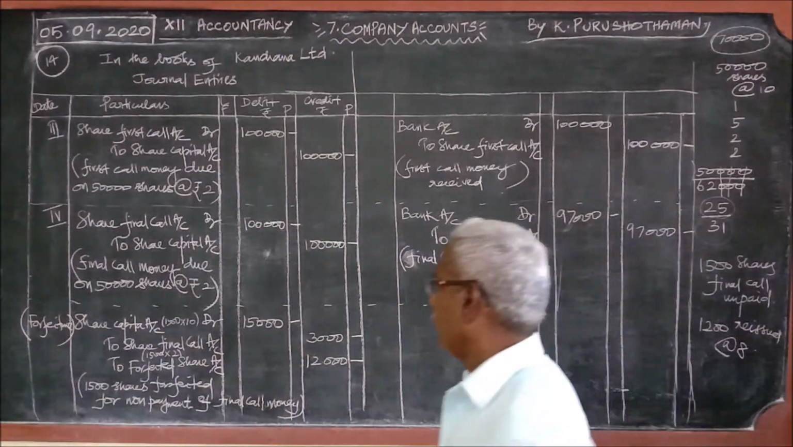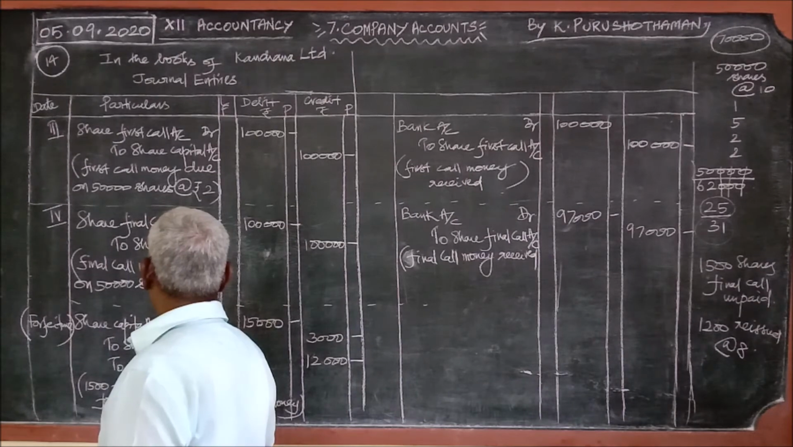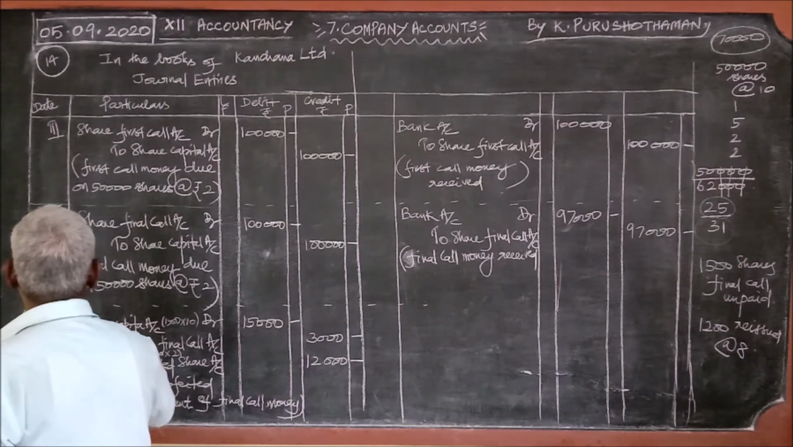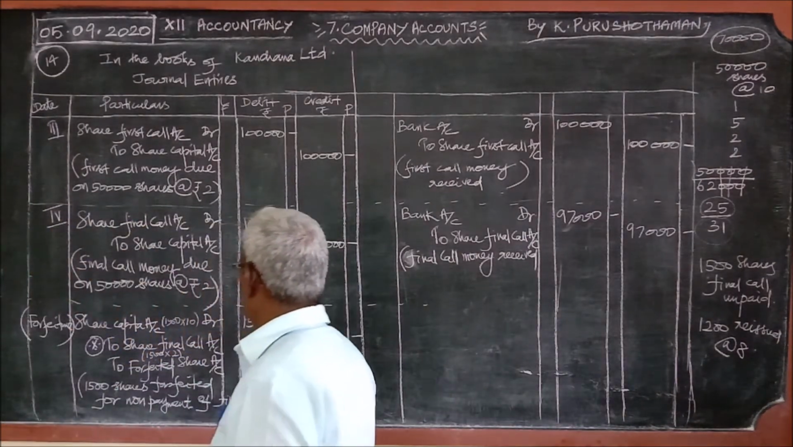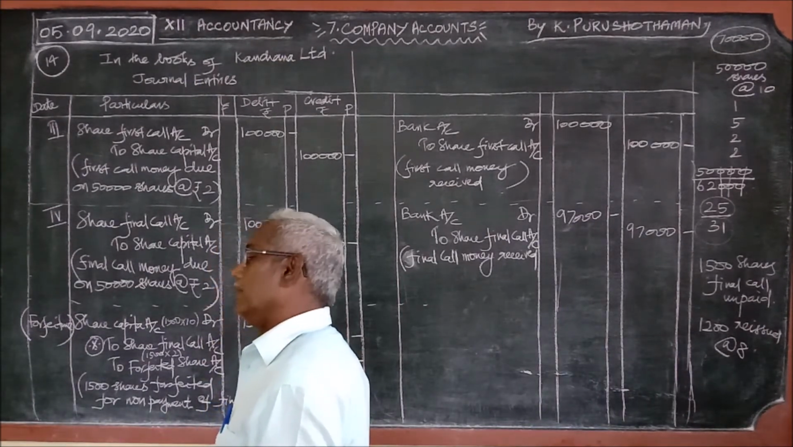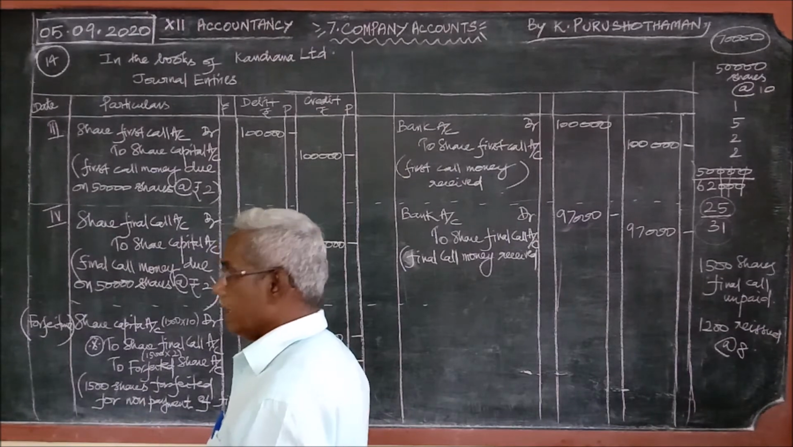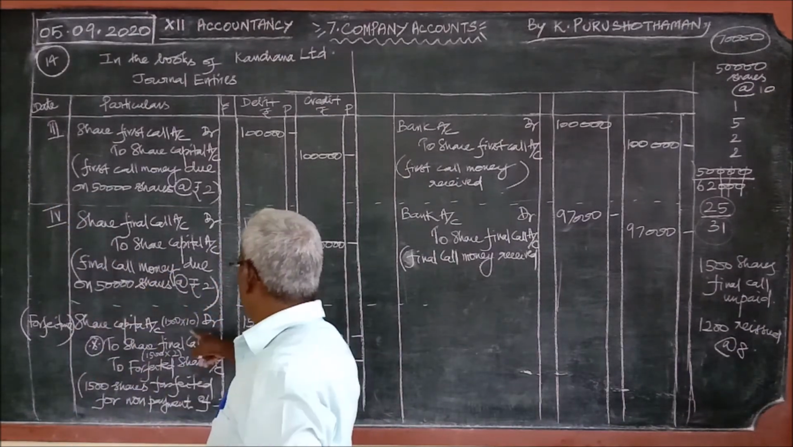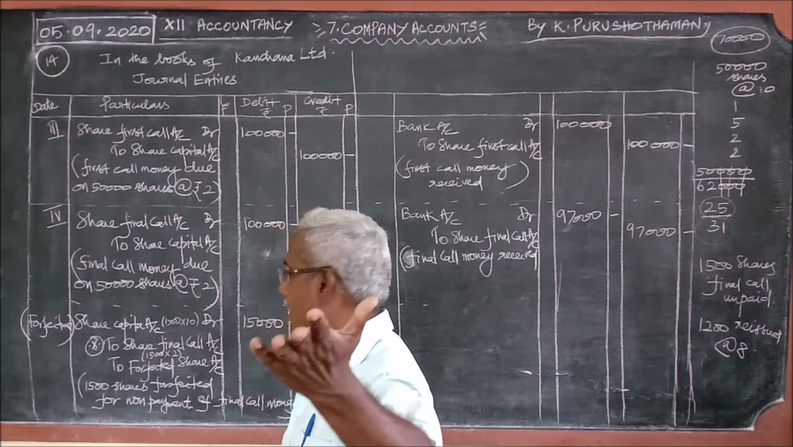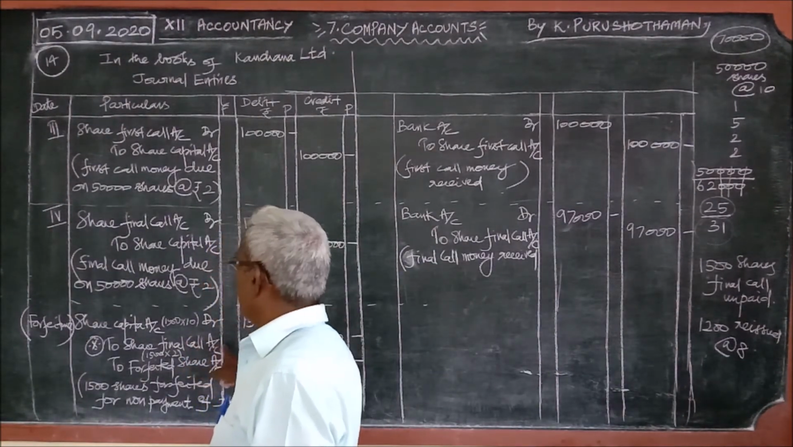What is the general entry for the forfeiture? Share capital account debit 2, to share final call account 2, to forfeited share account. I said this is important. It depends upon the sum and the condition given. Here only final call money was not paid. Therefore, we have written to share final call account. If both the calls were not paid, then to share first and final call account. If the calls are separately given, to share first call account, to share final call account. If allotment money, first call, final call, all the three are not paid, to share allotment account, to share first call account, to share final call account, you must write.